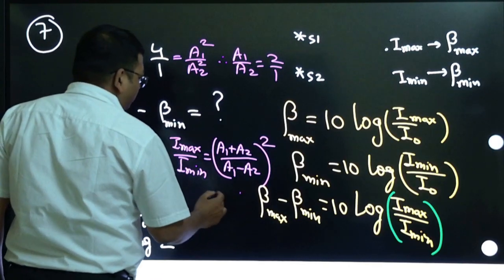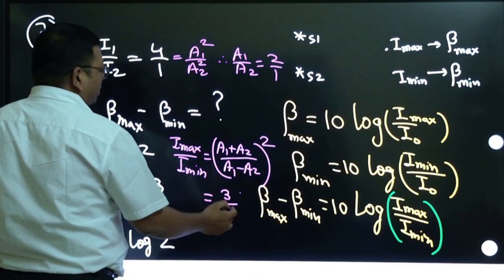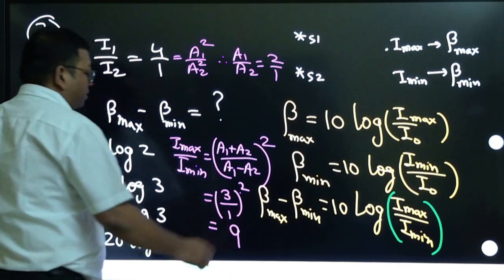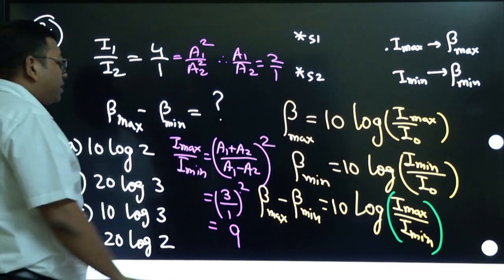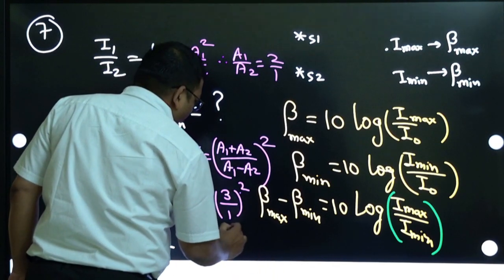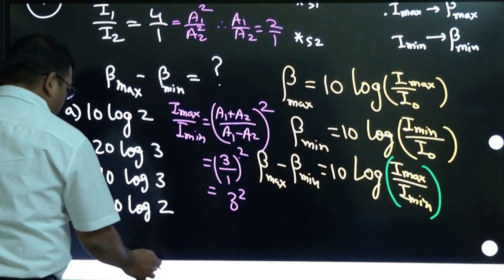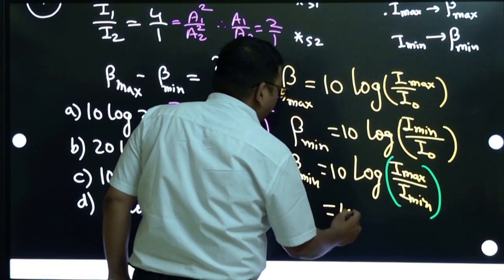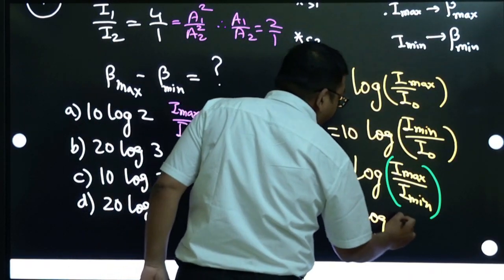Substitute this. So 2 plus 1 is 3 by 2 minus 1 is 1, square. That means it is 9. 9 or 3 square we can write. Let's write as 3 square, because here we are going to substitute that. So substitute this there. So this is going to be 10 log, this is coming as 3 square.